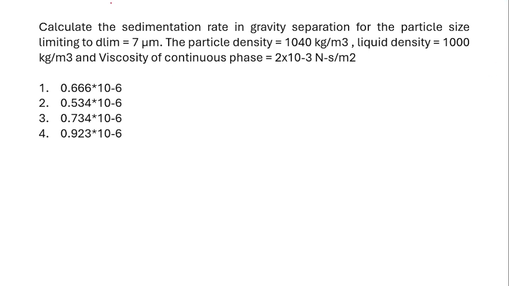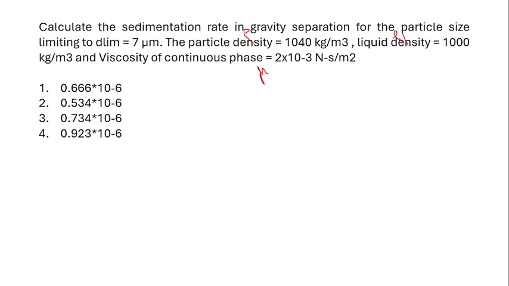The next question is to calculate the sedimentation rate in gravity separation for the limiting particle size. The limiting particle size, d lim, is equal to 7 micron. The particle density is given as 1040 kg per meter cube, and the liquid density is given as 1000 kg per meter cube. The viscosity of the continuous phase is given as 2 into 10 power minus 3 Newton second per meter square.